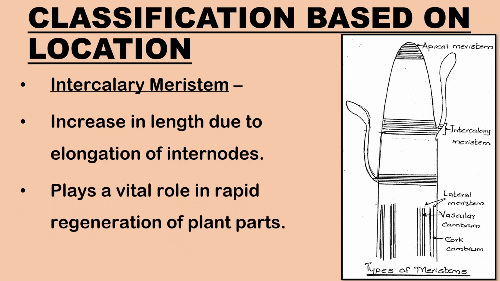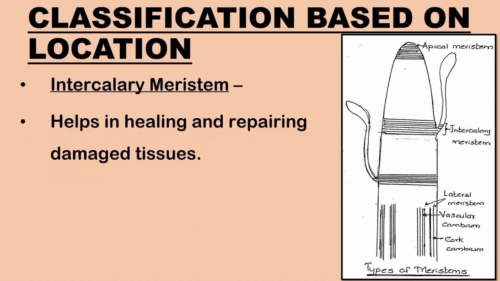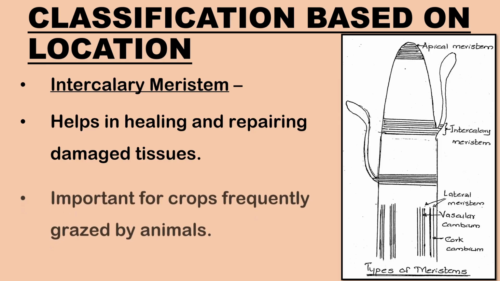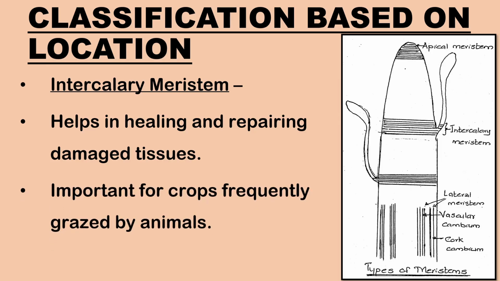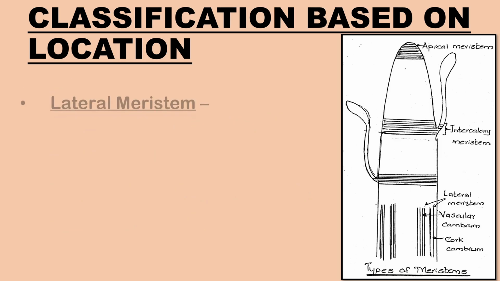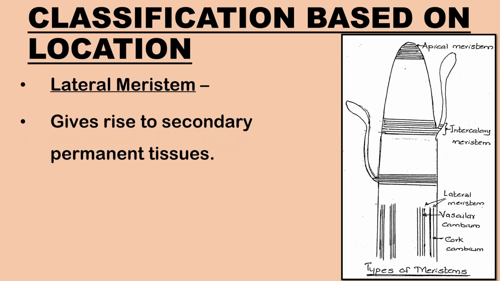Intercalary meristem plays a vital role in rapid regeneration of plant parts. It also helps in healing and repairing damaged tissues. It is important for agricultural crops that are frequently grazed by animals and facilitates the plant to adapt to mechanical injury. Lateral meristem is also known as secondary meristem as it divides and gives rise to secondary permanent tissues.